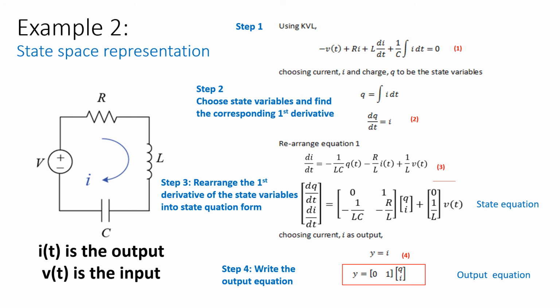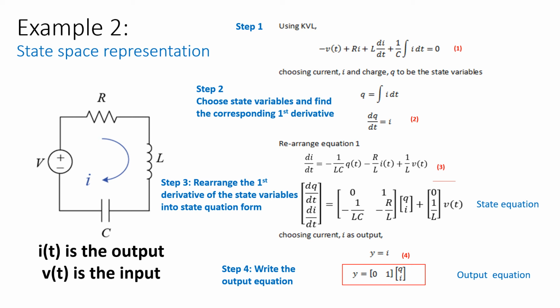Example 2 shows how to obtain the state space representation of the same RLC circuit. Similar to example 1, the first step is to use KVL to get the differential equation. Then, step 2 is to select the state variables. From example 1, we know that the circuit is a second order system. Thus, we have to select two state variables.